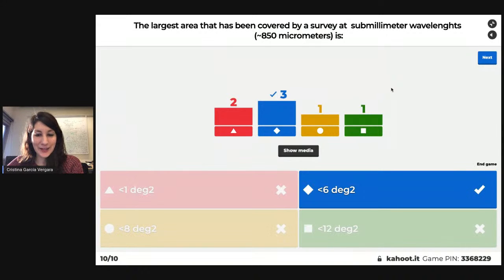Good. The answer is less than 6 square degrees, and the size is exactly 5 square degrees. As you can see, we are still very behind in submillimeter wavelengths compared with what has been covered with Sloan, for example, at optical wavelengths, which is 15,000 square degrees. So there is still so much work to do here.